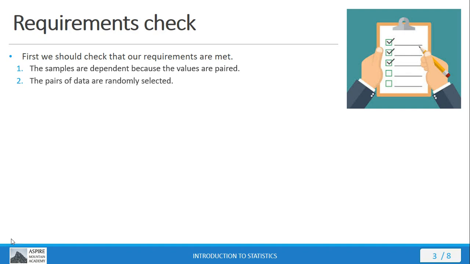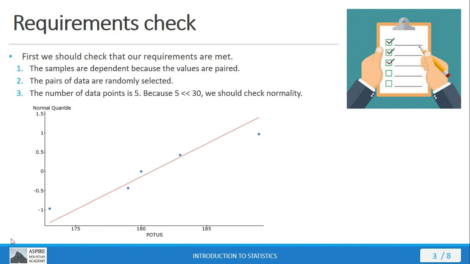Second, the pairs of data are randomly selected, and they were. Third, the number of data points is 5. Because 5 is far less than 30, we have to check for normality, because that's the third requirement. We need at least an approximately normal distribution. If we make our QQ plot, this is what we see. Those data points look like they're not straying too far away from that red line of best fit. So we're looking at an approximately normal distribution. It appears that our requirements are met, and we can go ahead and use our methodology.